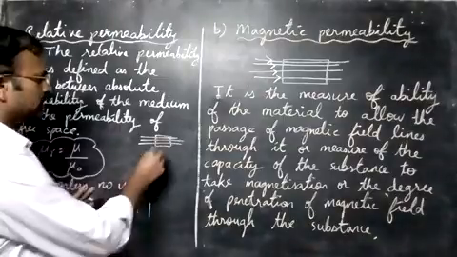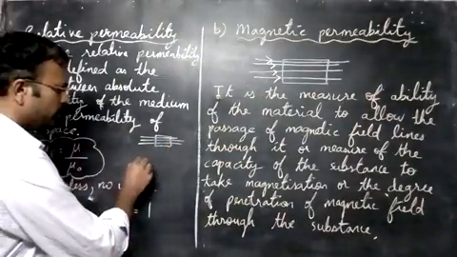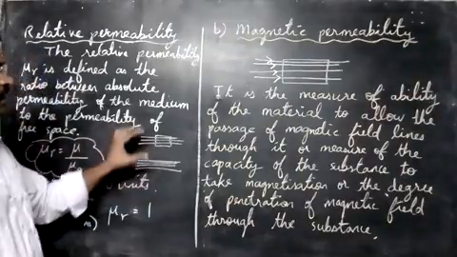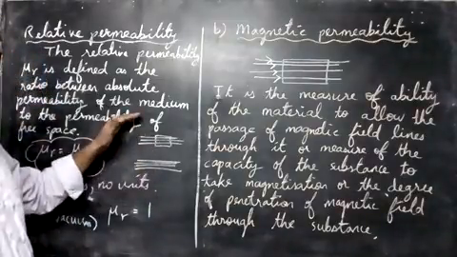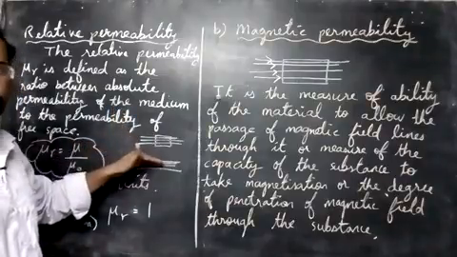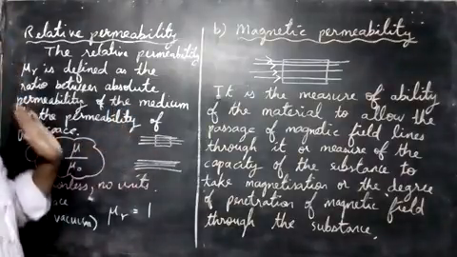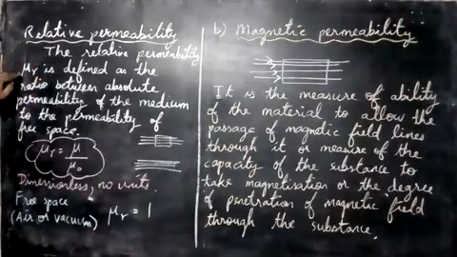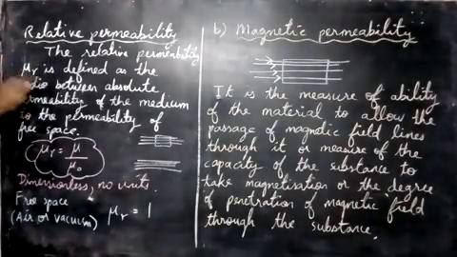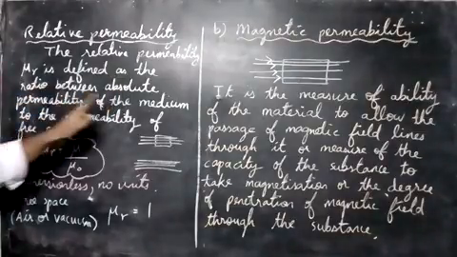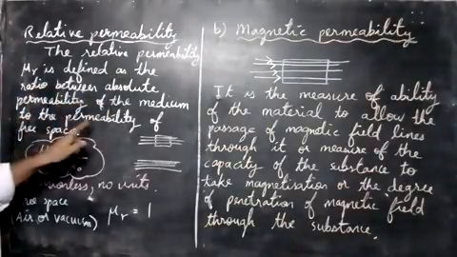Say three lines are going inside, but in vacuum, say 4 lines are going. So we can compare how much magnetic field goes inside a material to that in vacuum. That's called relative permeability. We'll see the definition now. The relative permeability, the symbol is mu r, is defined as the ratio between the absolute permeability of the medium to the permeability of free space.